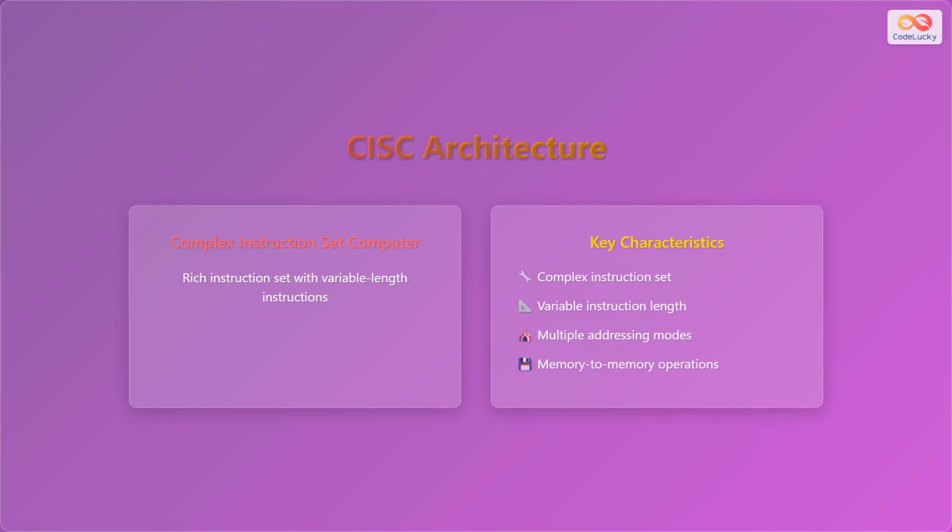Now, let's turn our attention to the complex instruction set computer, CISC, architecture. Unlike RISC, CISC is characterized by its rich instruction set with variable length instructions. Let's examine the key characteristics of CISC architecture. First, it has a complex instruction set. Second, it uses variable instruction length, meaning instructions can have different sizes. It supports multiple addressing modes, providing flexibility in accessing operands.